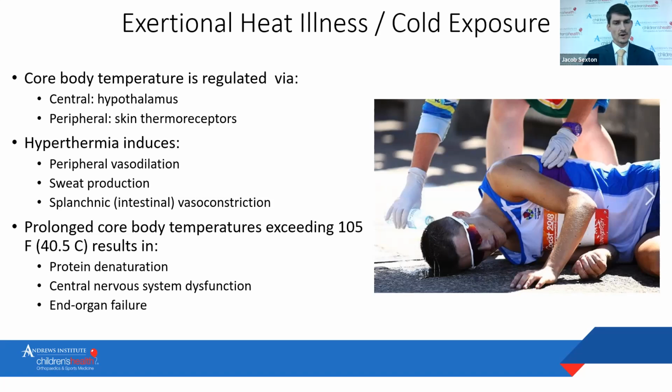But with prolonged core body temperatures, typically exceeding 105 degrees Fahrenheit, that results in protein denaturation. So the proteins and chemical pathways no longer function properly. You then have central nervous system dysfunction, and that's when we classically see the signs of exertional heat stroke, such as altered mental status and focal neurological findings. And then ultimately, with prolonged heat exposure and hyperthermia, you result in end organ failure. So that's when you start seeing acute kidney failure. This is when you see rhabdomyolysis, extreme dehydration, and subsequent cardiac arrest and cardiac death.